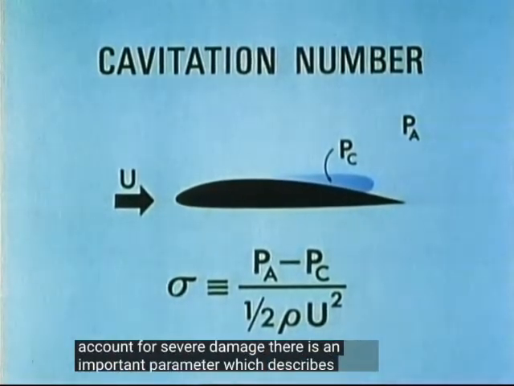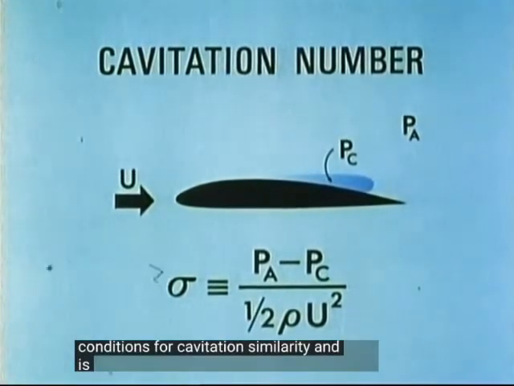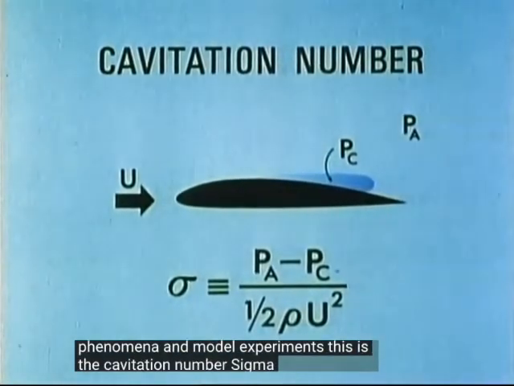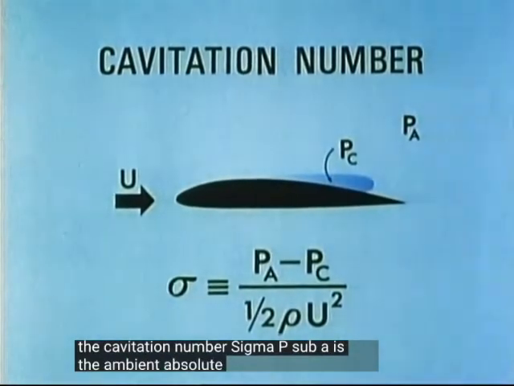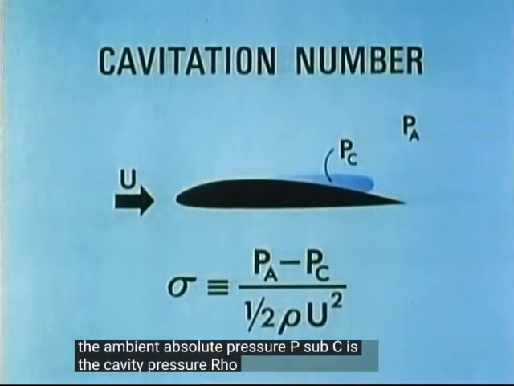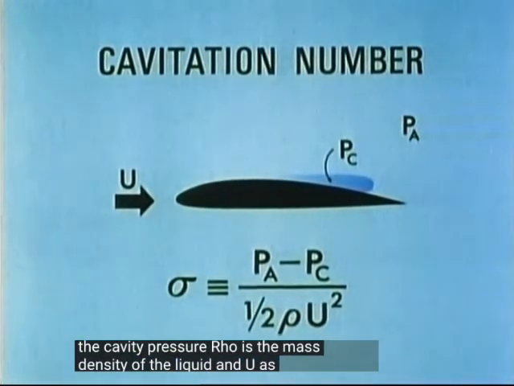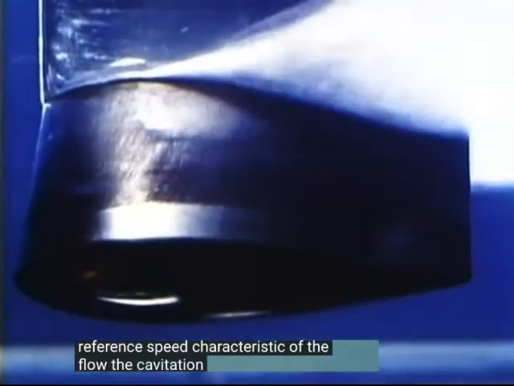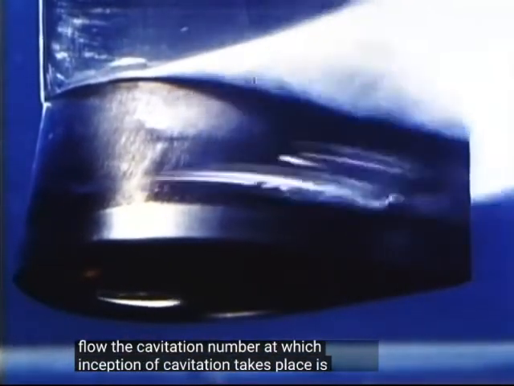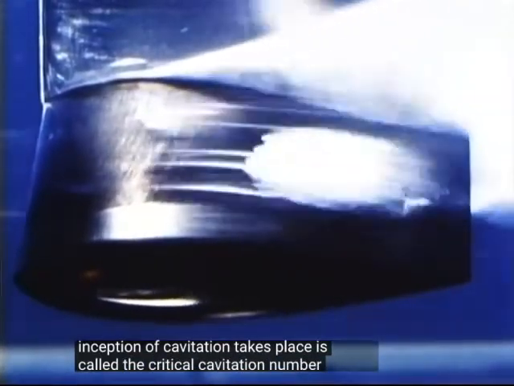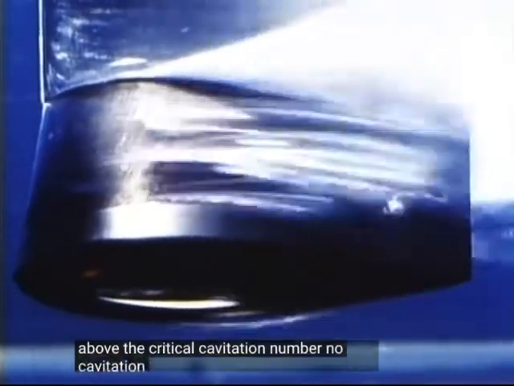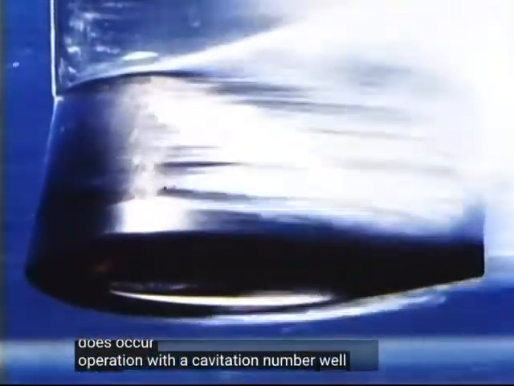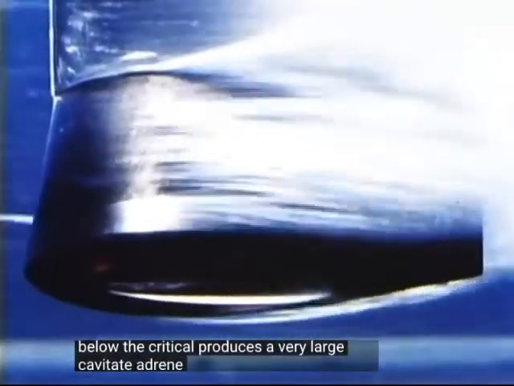There is an important parameter which describes the conditions for cavitation similarity and is the basis for scaling of cavitation phenomena and model experiments. This is the cavitation number sigma. P sub A is the ambient absolute pressure, P sub C is the cavity pressure, rho is the mass density of the liquid, and U is a reference speed characteristic of the flow. The cavitation number at which inception of cavitation takes place is called the critical cavitation number. Above the critical cavitation number, no cavitation occurs. Below the critical, it does occur. Operation with a cavitation number well below the critical produces a very large cavitated region.